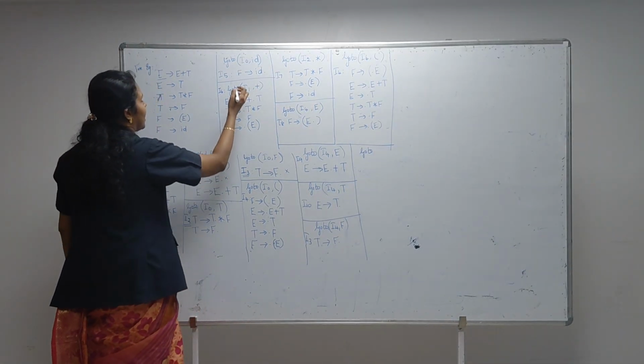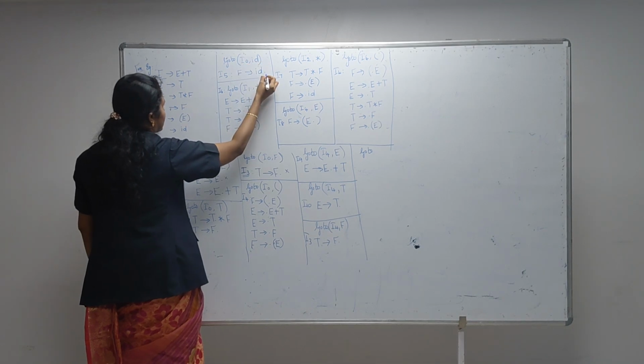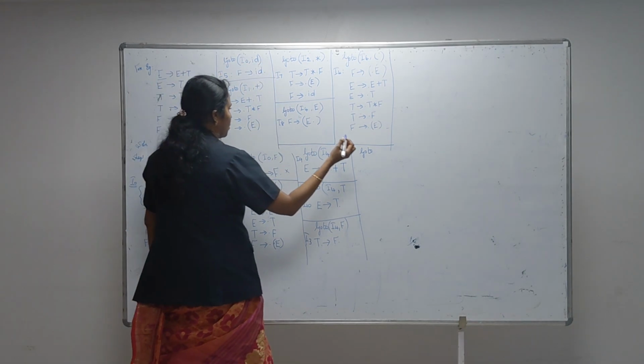So we have to move to the I5. Here it already reaches the end of the production. So we have to move to the I6. Here we still have the production, so we have to conclude it with this.